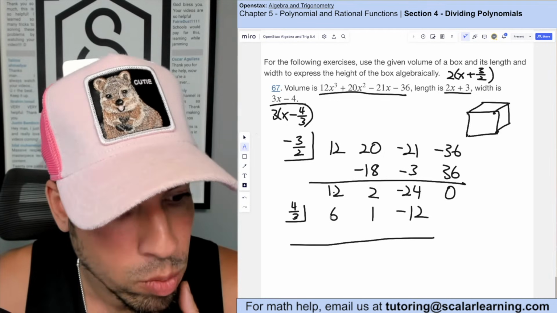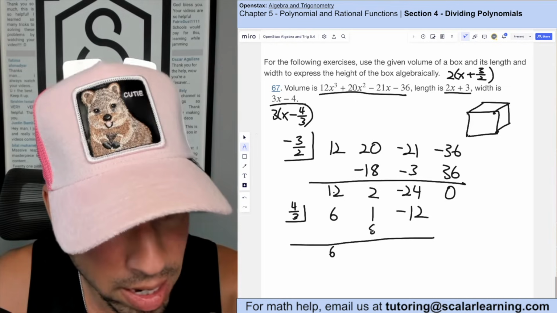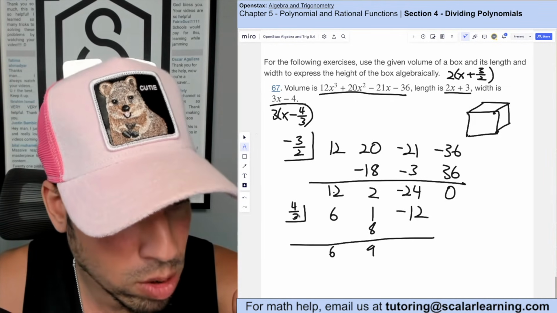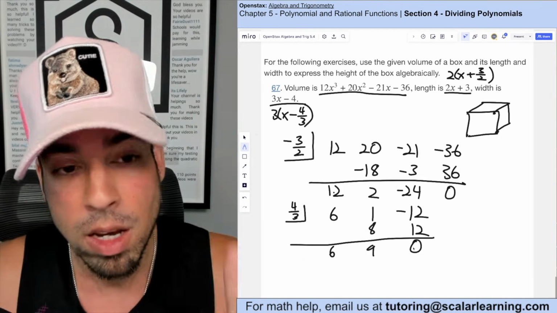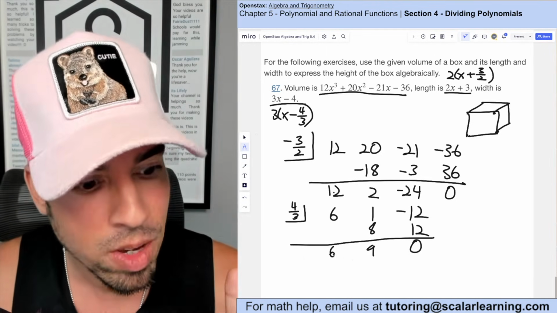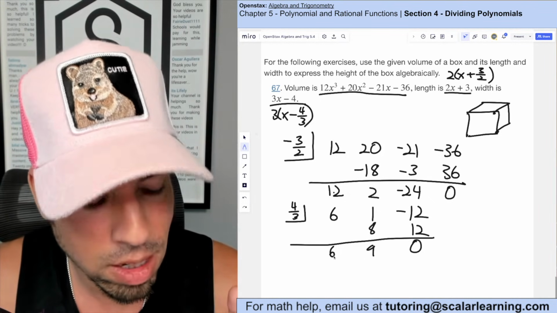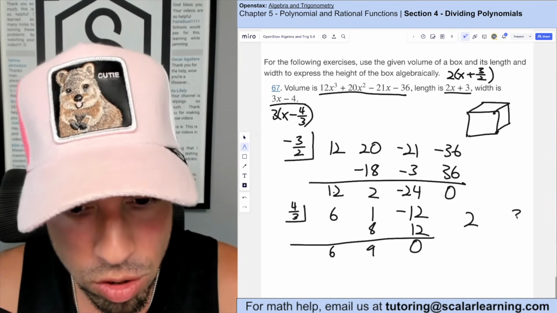Let's set it up. We drop the 6. 6 times 4 thirds. I say 6 divided by 3 is 2 times 4 is 8. 8 plus 1 is 9. 9 times 4 thirds. I divide 9 by 3, which is 3 times 4 is 12. That's beautiful, and it zeroes out, which is what we want. We want no remainder. And then, again, since we factored out a 3, we have to divide each of these by 3. 6 divided by 3 is 2. 9 divided by 3 is 3.